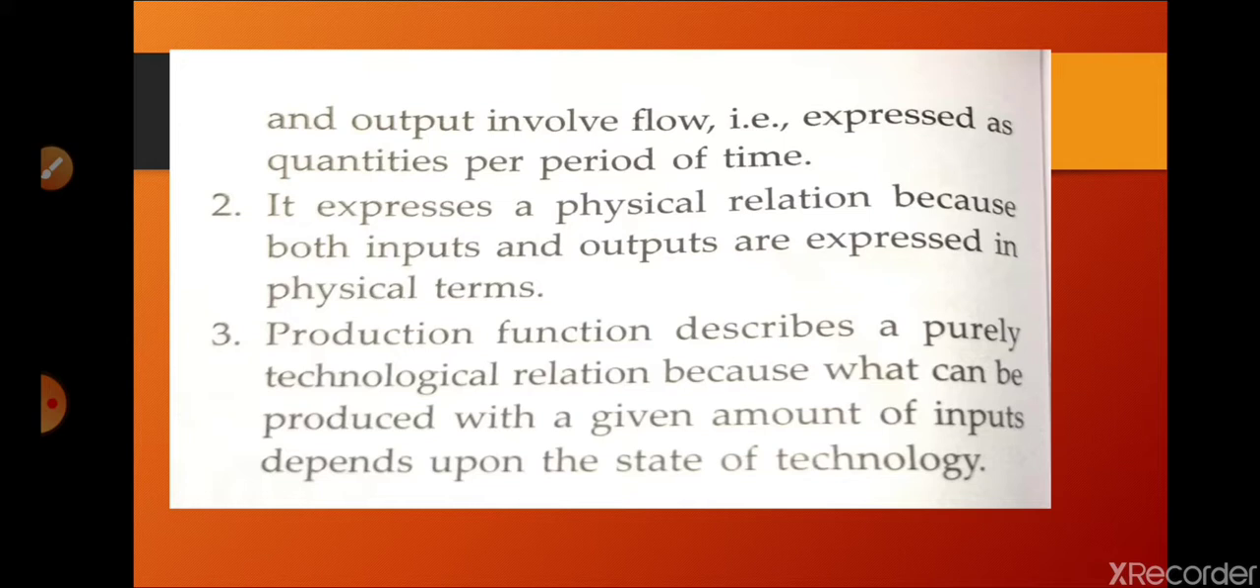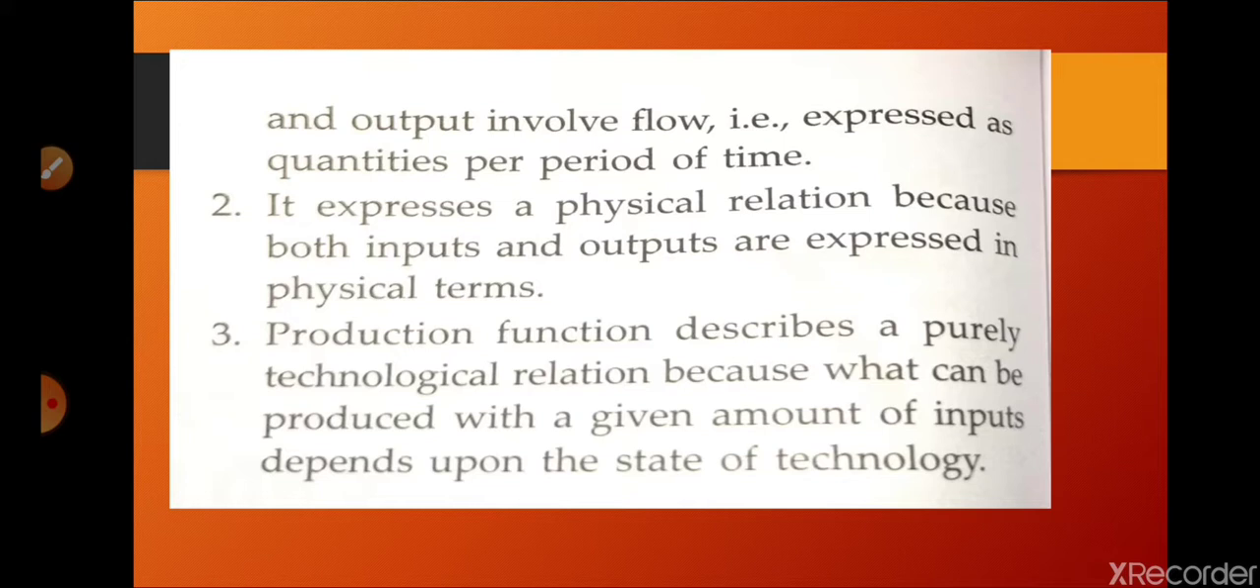Next, the production function describes a purely technological relation, because what can be produced with a given amount of inputs depends on the state of technology. If the technology is outdated, then there is less production. If the technology is updated, then there is more production. So we have discussed three things. The first one, time period. The second one, physical relation. And the third one, state of technology. These three things are important to tell about the production function.